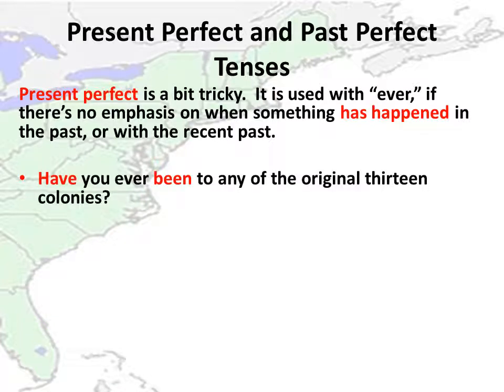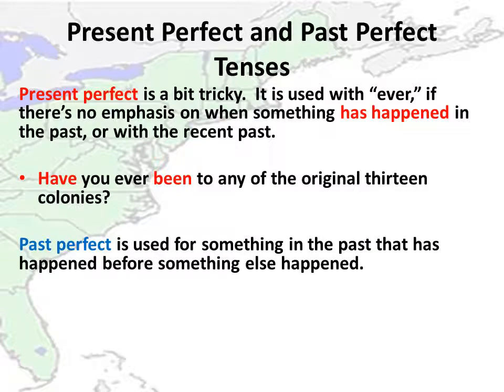I can ask you, have you ever been to any of the original 13 colonies? That means that I care about if you have been, not when or even how many times. Now, if I want to say, have you eaten? That means recently. If you went to a party yesterday, I wouldn't say, have you eaten? I would say, did you eat? Meaning, did you eat at the party? But if I see you today and I say, have you eaten? I mean just today, recently.